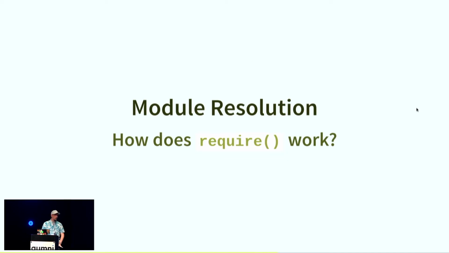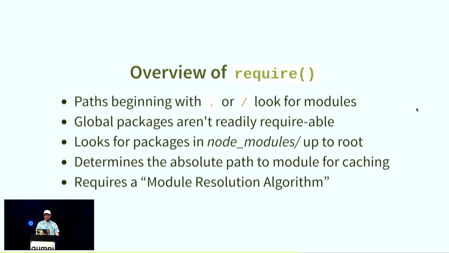So how does the require call work? Or to an extent, how does the import statement work as well? Just a bit of an overview of require. The way it works is you call the require function and pass in an argument, which is some sort of semblance of a module or package that you want to require. If that string starts with a period or a slash, it's going to look for a module. And again, the module is just a file on disk. And this is true with import as well.